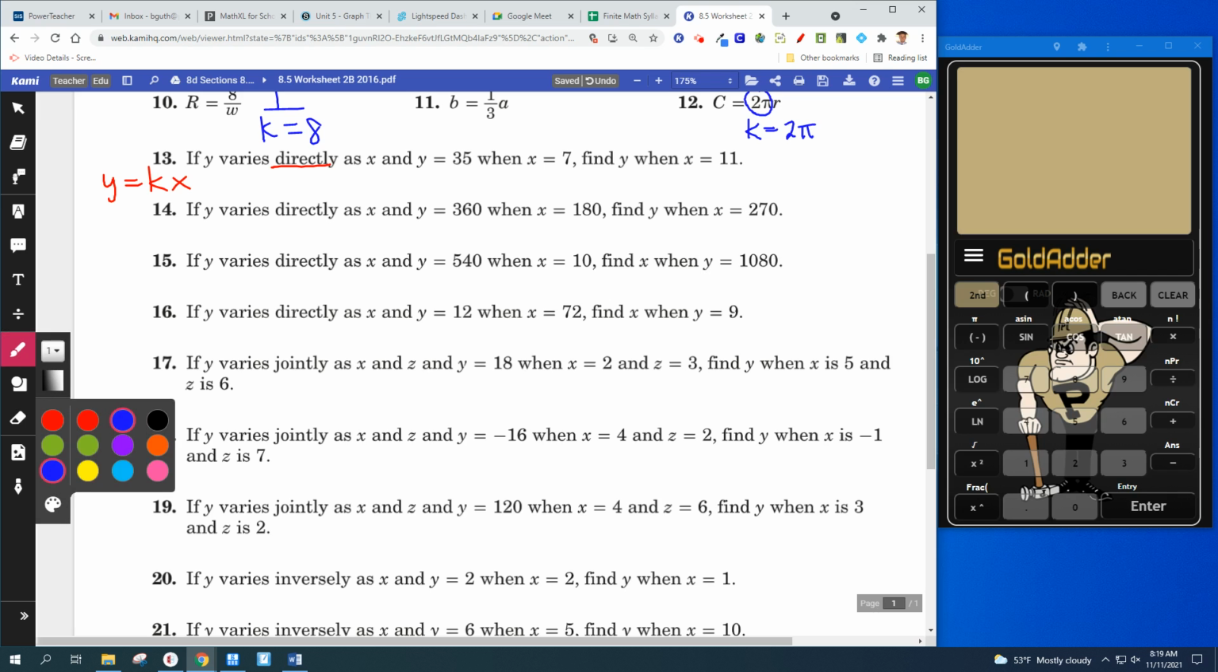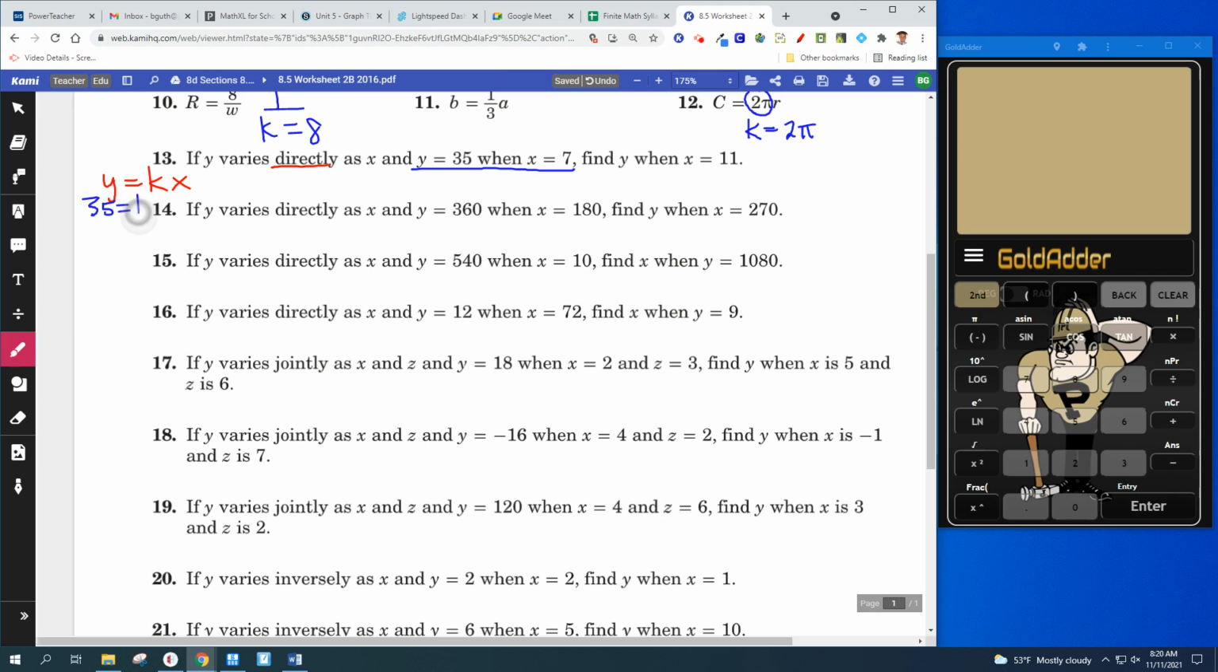Now step 2 was plug in numbers. They've got to give you all of the variable values. So notice how they give you a value for x and y. We're going to plug those numbers in. So y is 35 and x is 7. We should be able to find the k value, right? K must be 5, right? 5 times 7 is 35, or we could say divide by 7. K equals 5.